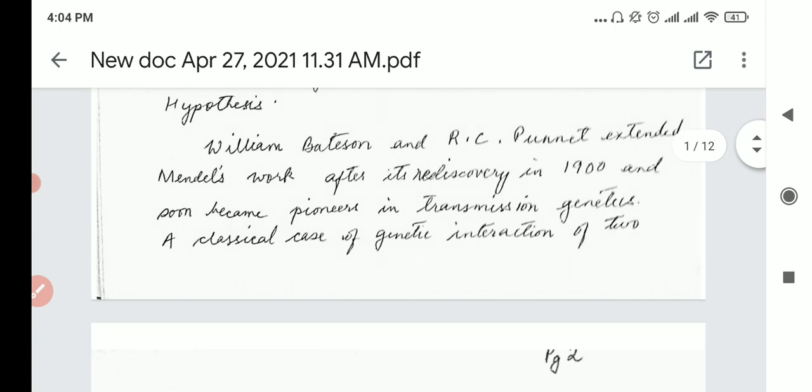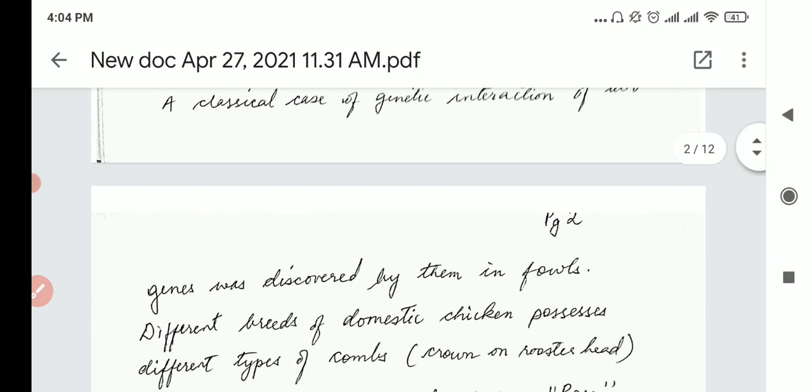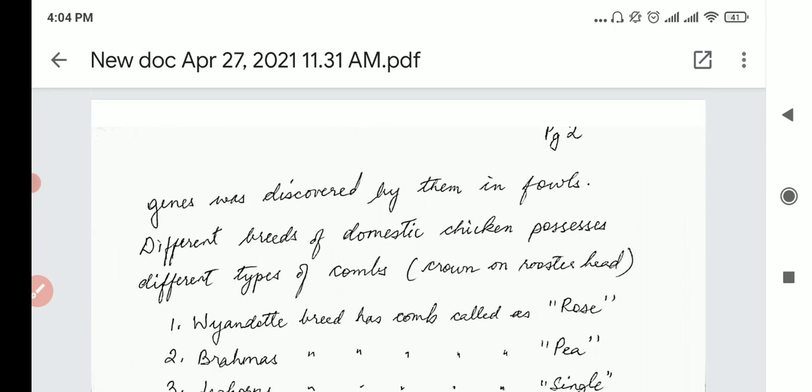Okay, so let's see a main example of gene interaction. Bateson and Punnett, from the word Punnett square, were the ones who actually created the square. They kept working on Mendel's work, and then they became pioneers. Let's look at the example about chickens. Fowls, meaning the wild chicken, not the farm chicken, the one that you find in the wild.